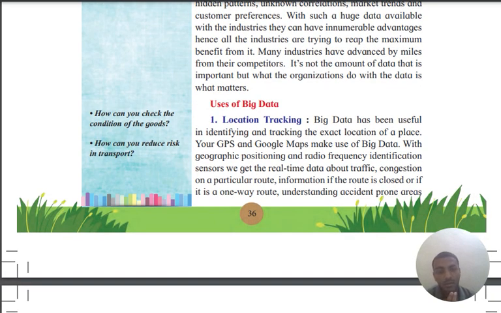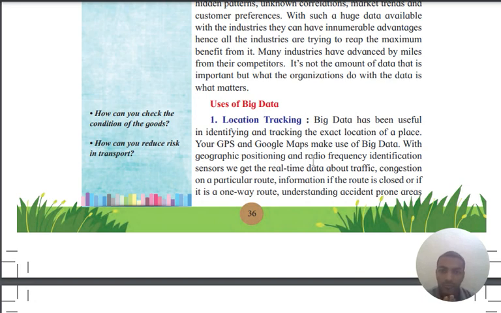The first one: where is this particular big data used, in which company, in which industry, we will focus on. Okay. Location tracking. How is big data useful in location tracking? Let's try and understand. So big data has been useful in identifying and tracking the exact location of a place, which means that big data is useful in tracking and identifying the exact place.